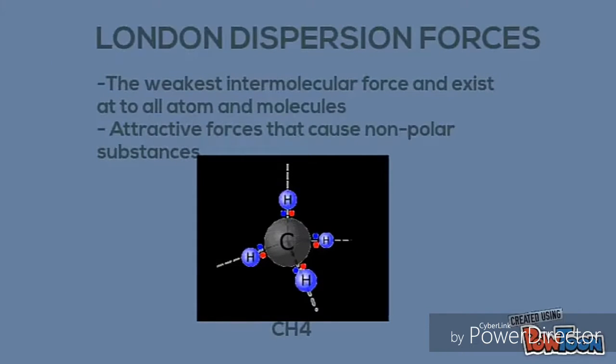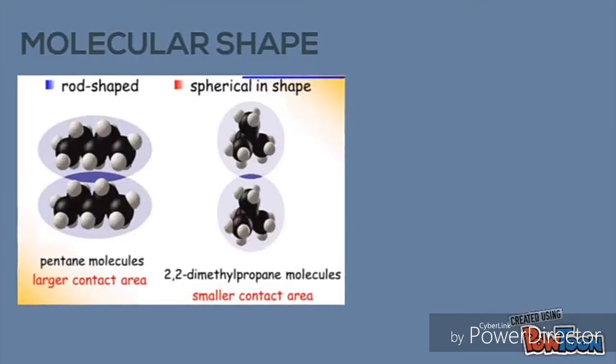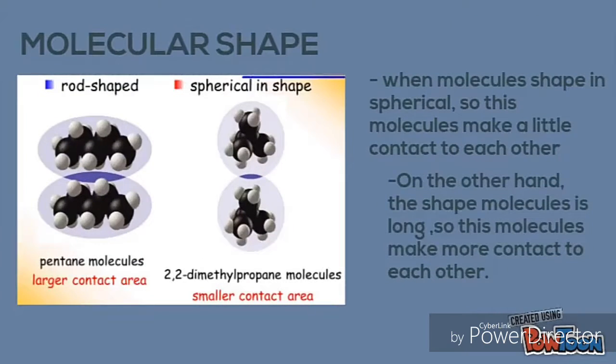Next, we will go to London dispersion forces. It is the weakest intermolecular force and exists in all atoms and molecules. It is one of the attractive forces that act in nonpolar substances. There are two factors of London dispersion forces. First, molecular size. The second factor is molecular shape. If a molecule's shape is spherical, these molecules make little contact with each other.